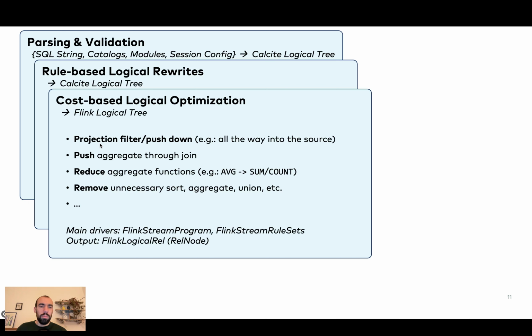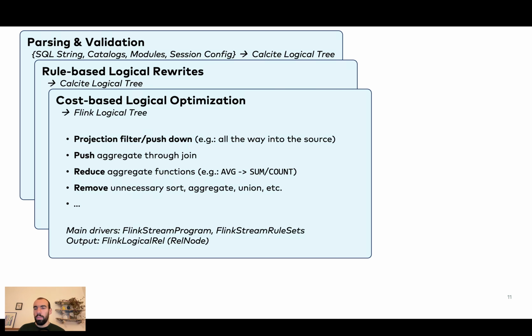So like we are doing projection push down or filter push down, also all the way to the sources. We are pushing aggregates through joins if possible. We are reducing the surface area for aggregate functions. So for example, an average can be rewritten into a sum divided by a count. We remove unnecessary sorting, aggregations, or union if they are just not required.